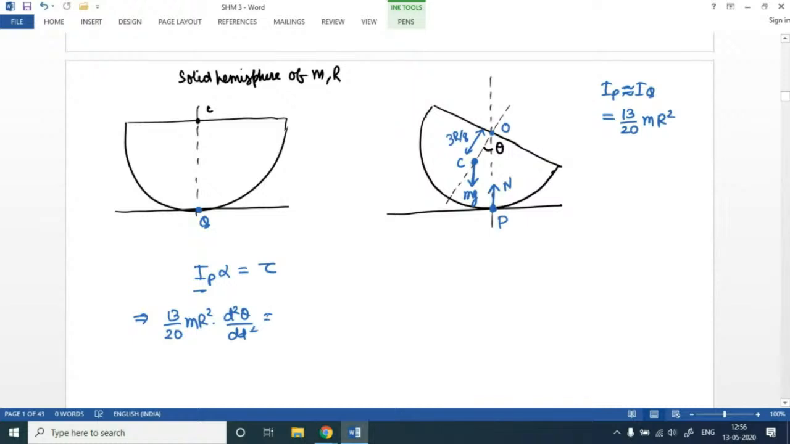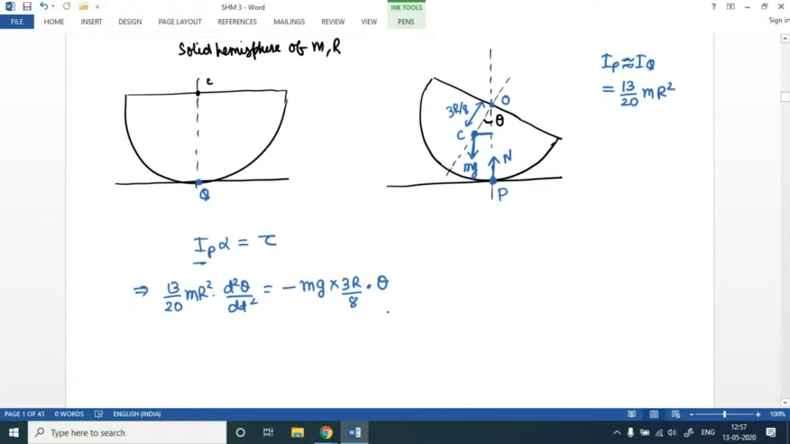And for the restoring torque about point P, only mg would be producing torque, so that would be mg into its arm. This distance is the arm, which is 3r by 8 into sine theta. So that would be minus mg into 3r by 8 into sine theta, and since theta is very small, sine theta is approximately equal to theta. That is what we were looking for, this type of expression. Hence proved that the motion would be SHM for small angular displacements.